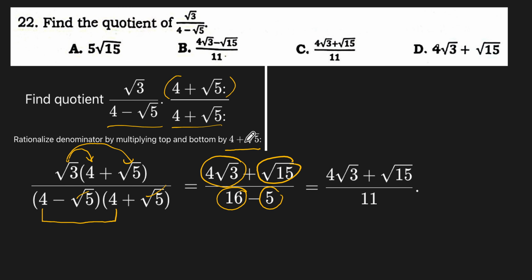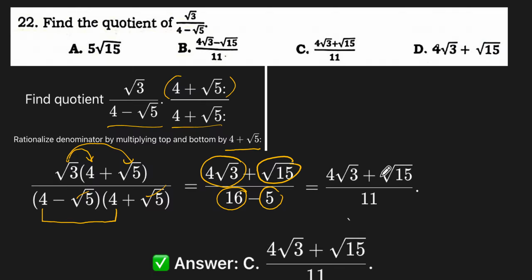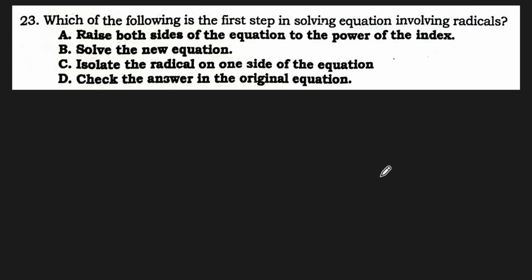And then we simplify the numerator. There's nothing to do with the numerator. Denominator, yes. 16 minus 5, we have 11. The final answer would be letter C, 4 square root of 3 plus square root of 15 over 11.